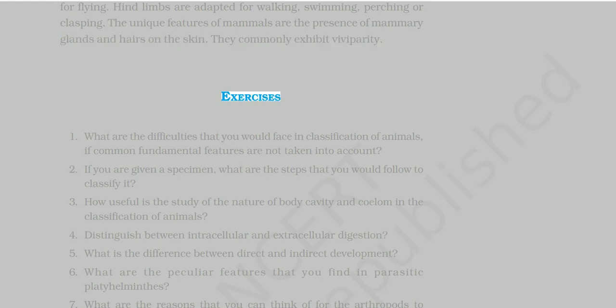Exercises. 1. What are the difficulties that you would face in classification of animals, if common fundamental features are not taken into account? 2. If you are given a specimen, what are the steps that you would follow to classify it? 3. How useful is the study of the nature of body cavity and coelom in the classification of animals? 4. Distinguish between intracellular and extracellular digestion. 5. What is the difference between direct and indirect development? 6. What are the peculiar features that you find in parasitic platyhelminths?